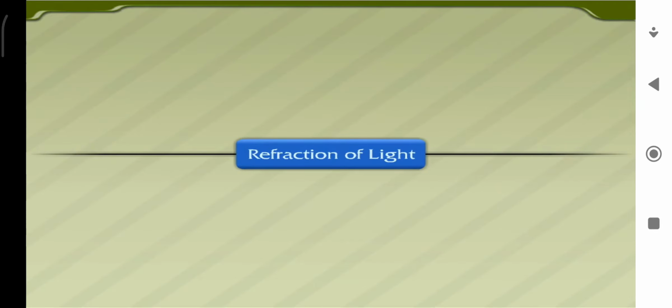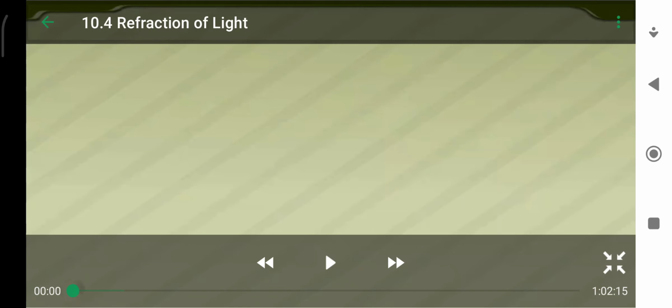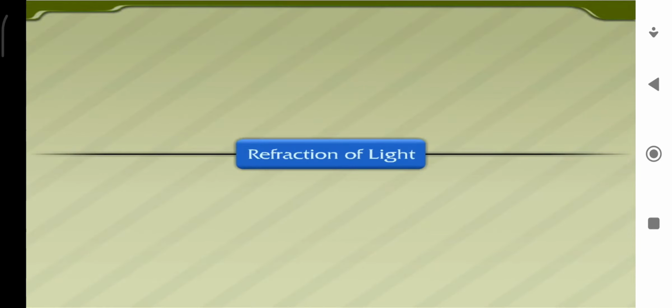Refraction of light. Opaque. Refraction of light.